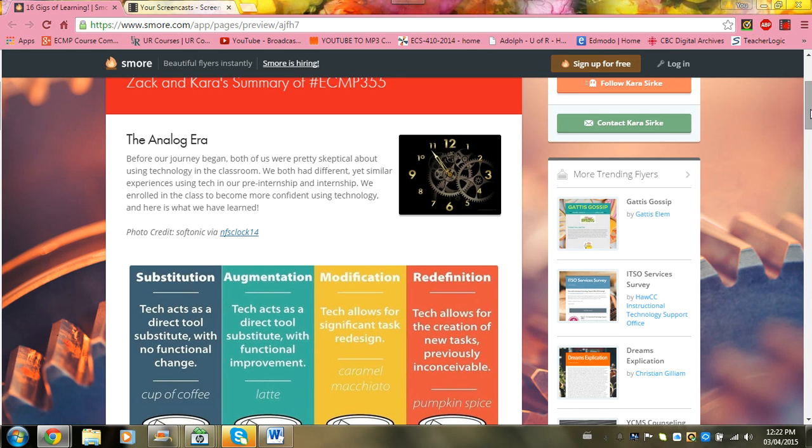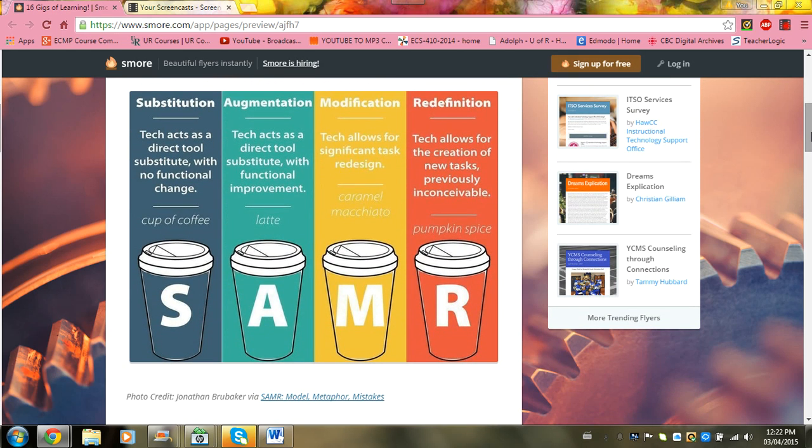So one thing we learned that we think was pretty crucial throughout the course was the SAMR model, which stands for substitution, augmentation, modification, and redefinition. And the picture you're looking at now is an image that came to define the course for me. I think I originally pulled it off the Twitter account from Socrative, but it compares the SAMR model to the types of coffee you would get at a fancy coffee place, where substitution is just your plain old cup of coffee. Tech is acting as a direct tool substitute, no functional change.